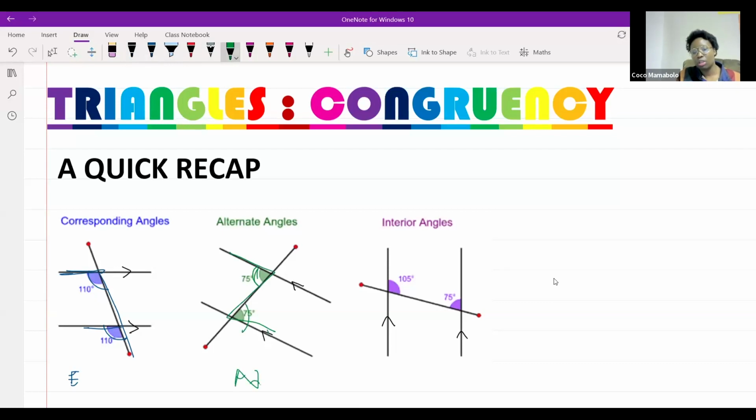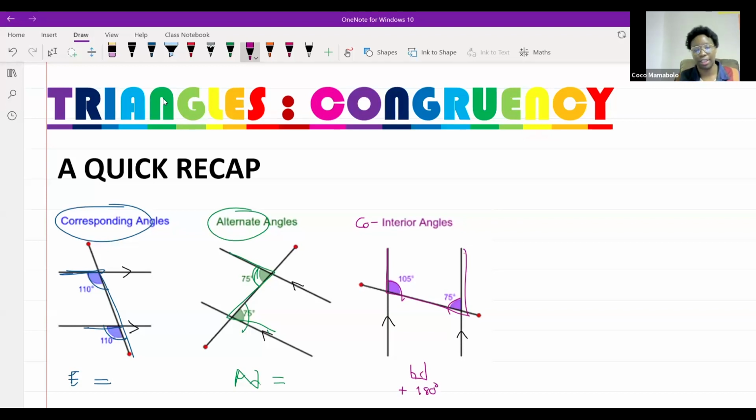This is called your alternate angles. Those two angles are equal to each other. These are equal, and these are equal. And then the last one, which is your co-interior angles, are not equal to each other. They form a U, but they're not equal to each other. Together, they add up to 180 degrees.